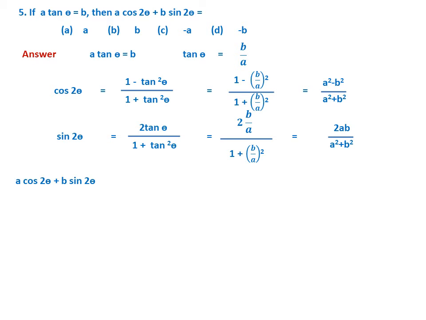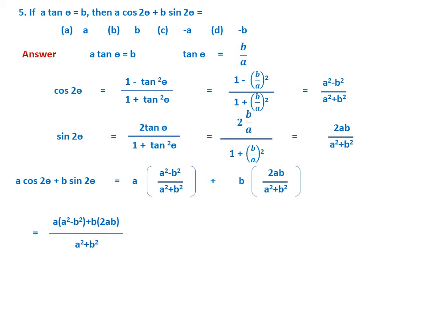So now you have to substitute in the given expression, A cos 2 theta plus B sin 2 theta. Now substitute. So A into A square minus B square by A square plus B square, then plus B into 2AB by A square plus B square. Of course, it is a question of simplification. So you can take A square plus B square common LCM, then simplify. So this is the first simplification. Then remove the bracket, you get A cube minus AB square plus 2AB square divided by A square plus B square. Then once again simplification will give you A cube plus AB square in the numerator. Below, of course, as it is.